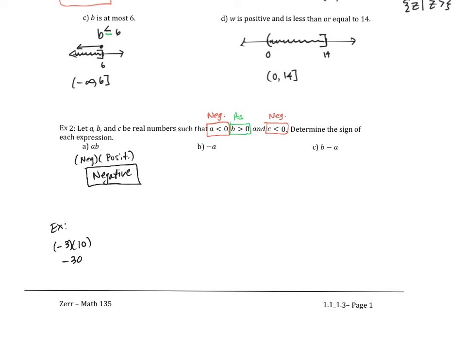Okay, the opposite of A. So the opposite of a negative, the opposite of negative 3, right? That would be positive 3. So this is positive.